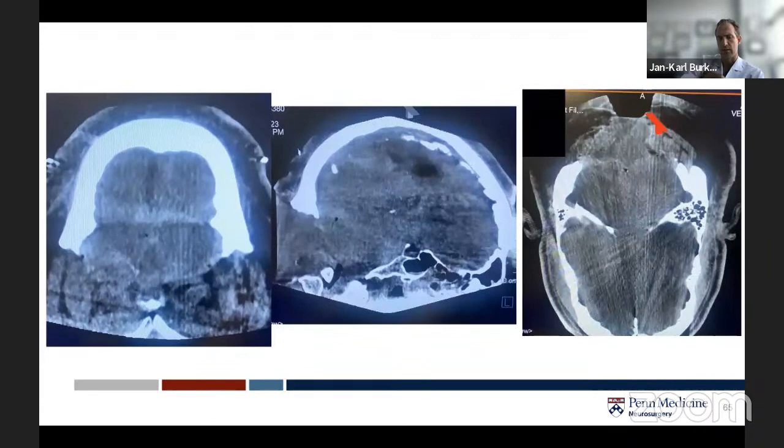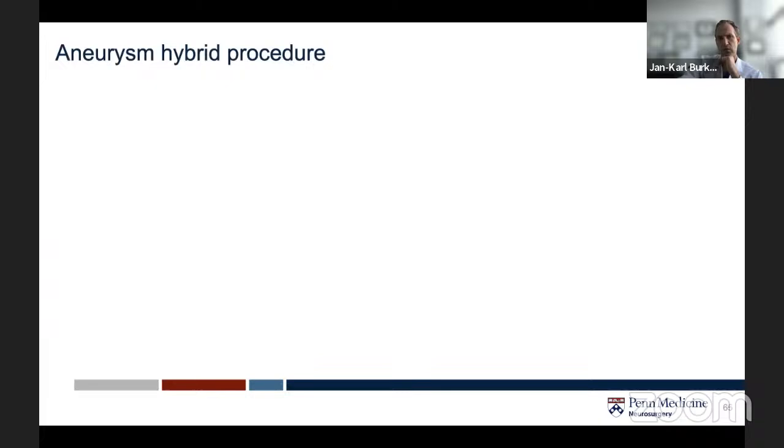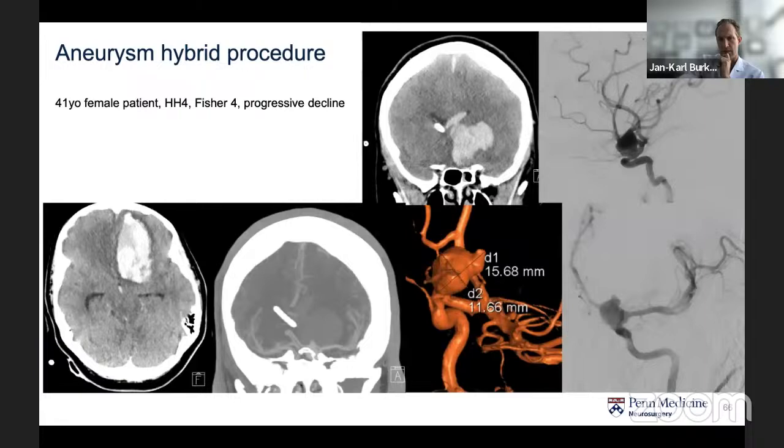So that's obviously a rare case, but something to think about, especially with more opportunities we have in the future. Aneurysm hybrid procedure, that's another case. This is a young lady who had pretty rapid ICH progression, clinically declining with a challenging ophthalmic aneurysm. And you can see the bleb really pointing into that hemorrhage up top. So challenging to really go in and clip that aneurysm without further dissection.